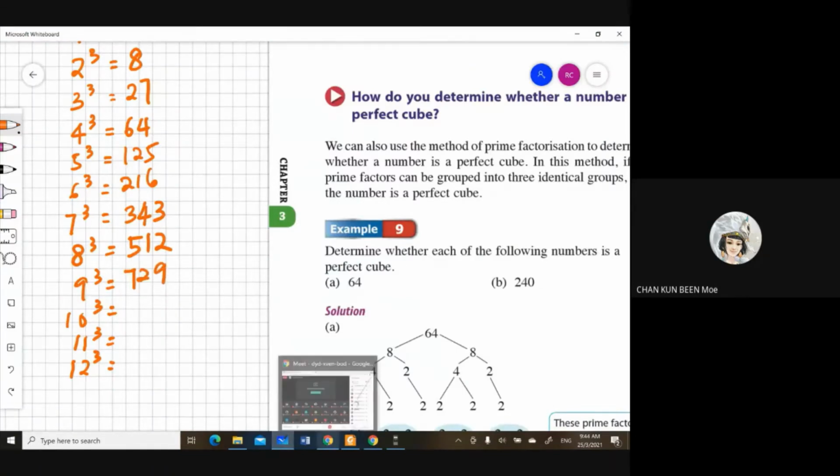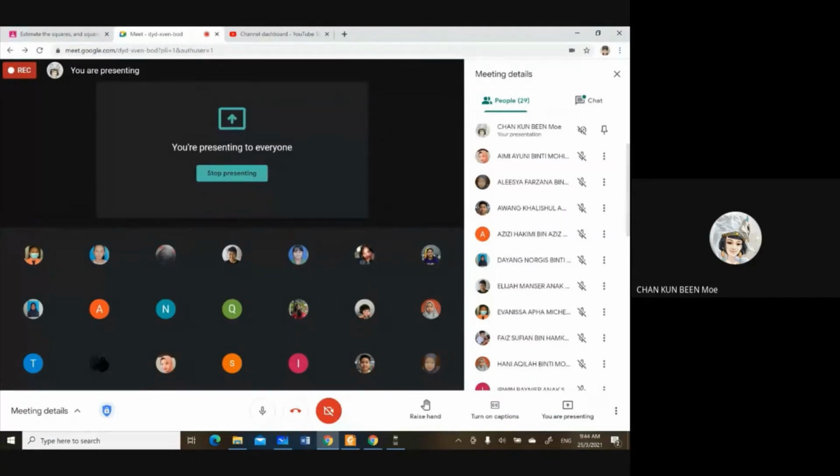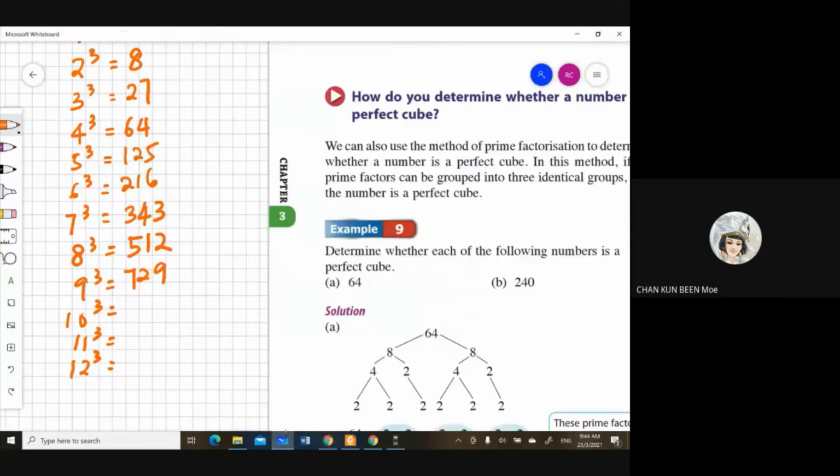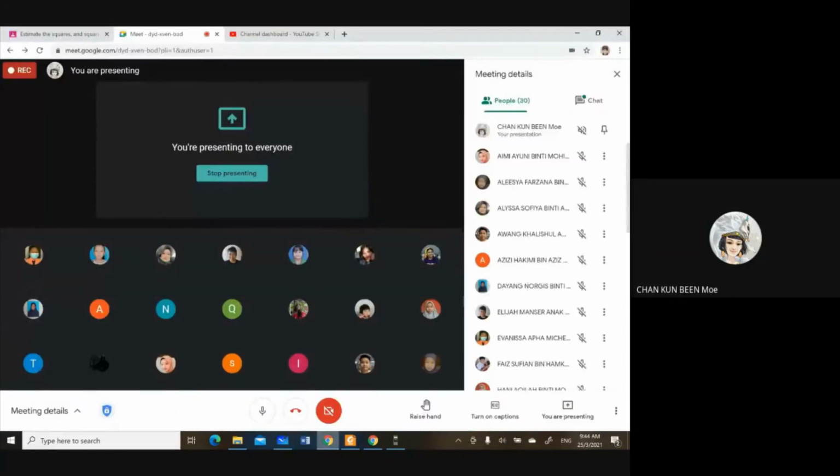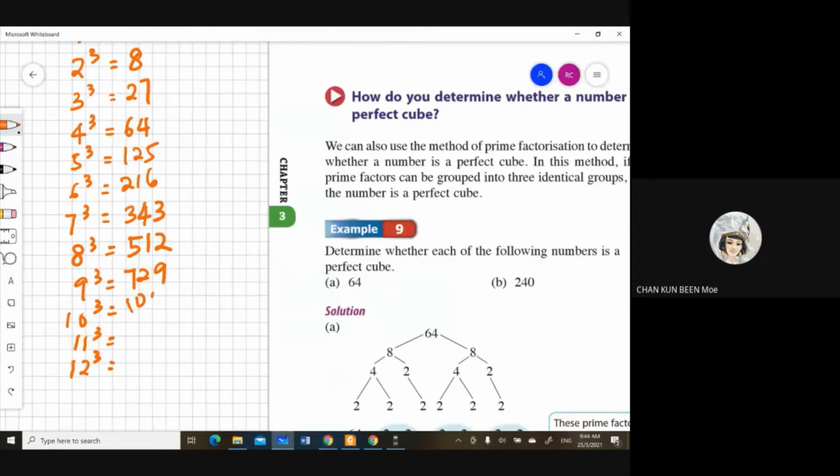10 cube is easy. Azizi, what is 10 cube? Azizi Hakimi? 300. It's not 300. You have to use a calculator to multiply if you can't. Can you do it right now? It means 10 times 10 times 10. So how much is it? Azizi, how much is it? 1000. Yes, thank you. Your friend actually gave you the answer over there just now.